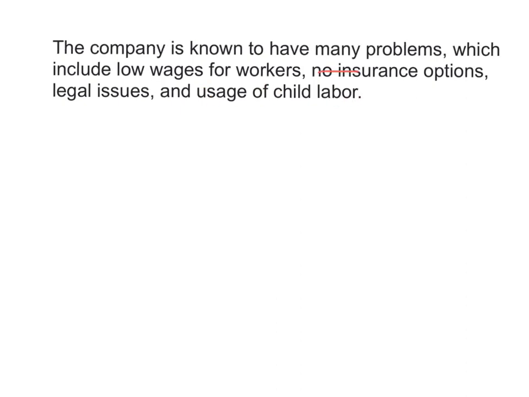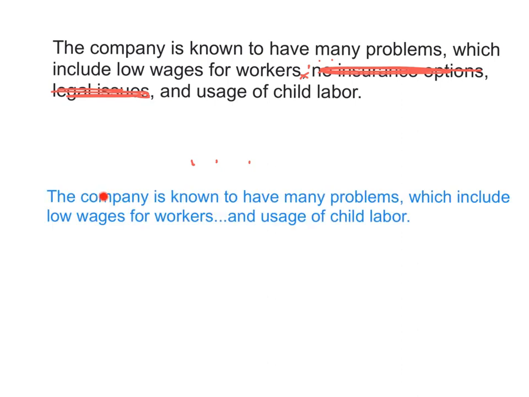So if you want to take out the part where it says no insurance options and legal issues, you can do that, but you would put in a dot, dot, dot, an ellipsis. So you take your original sentence, the company is known to have many problems which include low wages for workers, and in that part you put a dot, dot, dot, actually we don't need that comma either, dot, dot, dot, and then you connect it with the next part. And so your new sentence looks like this. The company is known to have many problems which include low wages for workers and usage of child labor.